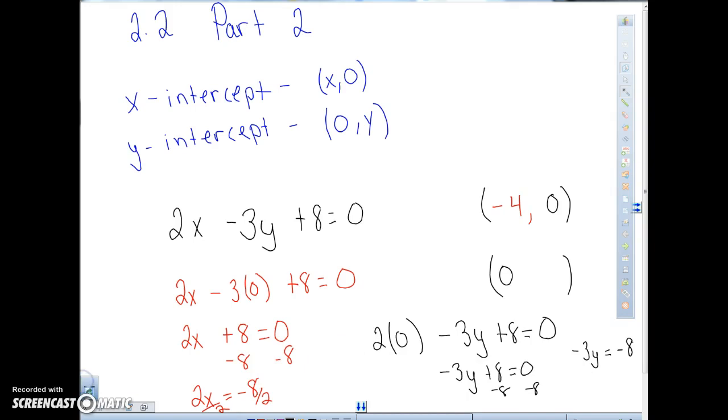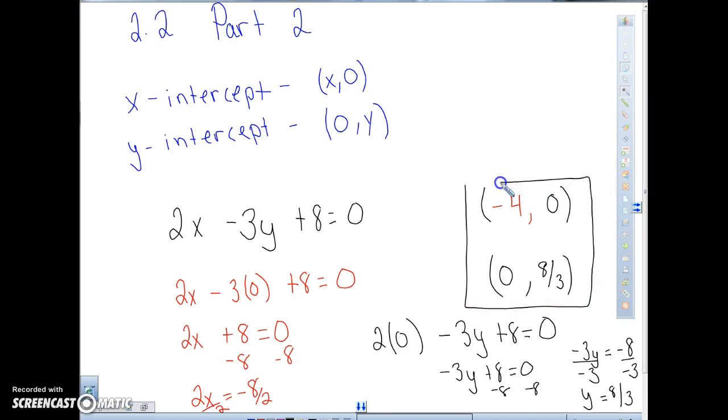I'm a little less picky on my showing of the work in Algebra 2 as long as you're getting the answer correct, and you can prove you know what you're doing. So -8 over -3 is the same thing as 8/3. So we have our answers. This crosses at -4, 0, and 0, 8/3.